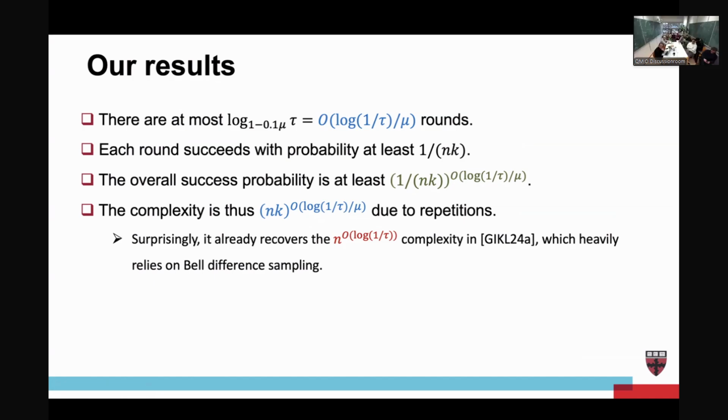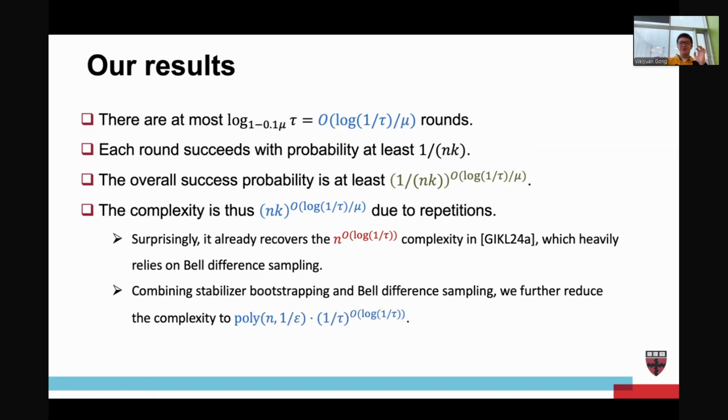Yeah. Okay, thank you. If you choose k to be 6 and mu to be 1/2, this already recovers the complexity of the previous work. This will also give you an algorithm for stabilizer product states that works in n to the log 1/tau time, and this already recovers their result. But actually, we can do better. If we combine stabilizer bootstrapping with Bell difference sampling, just as we mentioned in the stabilizer state case, we can improve the tau dependence to 1/tau to the log 1/tau again.